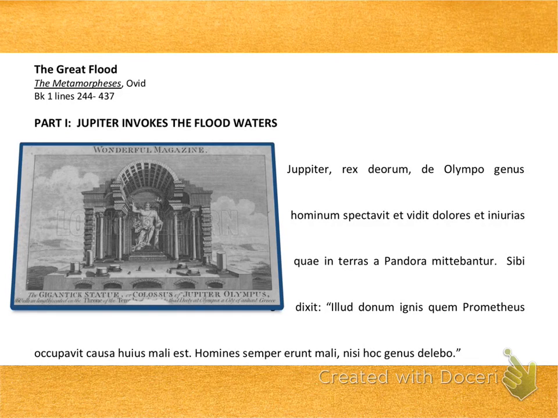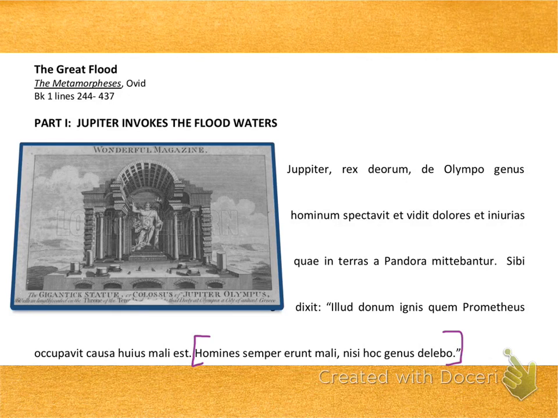Now it's time for us to look at the final sentence in this section of Part 1, or the third sentence in Part 1. It begins, Homines semper erunt mali, nisi hoc genus delebo. So once again, we have to recall that the very beginning of the sentence and the very end of the sentence are the beginning and the end of a clause.